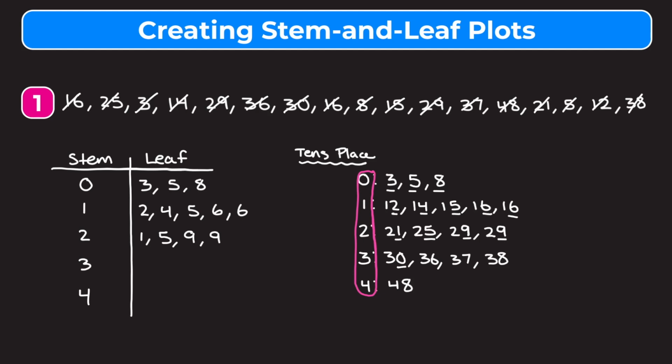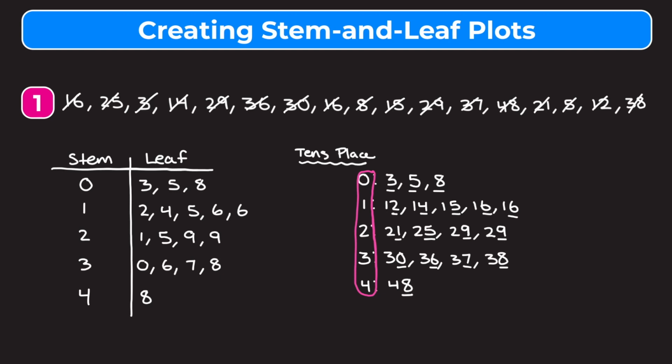So 30 is going to be written with just a 0 in the leaf column. 36 will have a 6. 37 is going to have a 7. 38 is going to have an 8. And now finally we just have 48, so we're just going to put an 8 in the leaf part of this row. So this is how we make our stem and leaf plot.